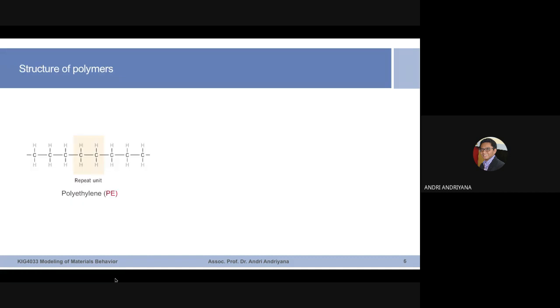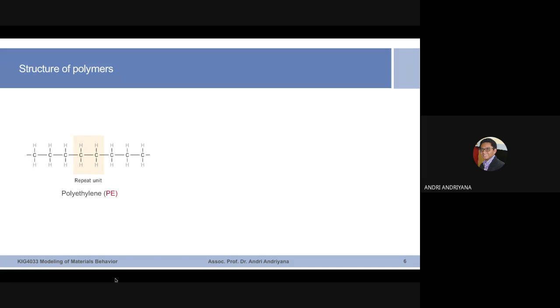Okay, now we move to the structure of polymer. So this is the typical representation of the structure of polymer, especially an example here is polyethylene, typically called PE. Okay? So as you can see here, it consists of a repeat unit, and the repeat unit in this example is the monomer of ethylene. And then through a chemical process called polymerization, we can create a long chain molecule of polyethylene. Okay, so this is the typical representation that we learned in the book.